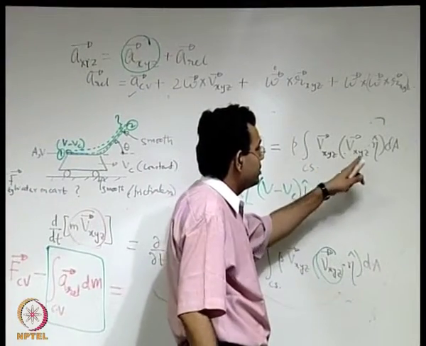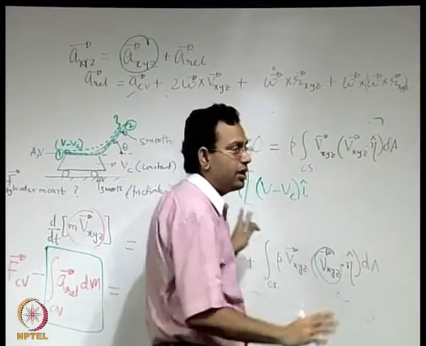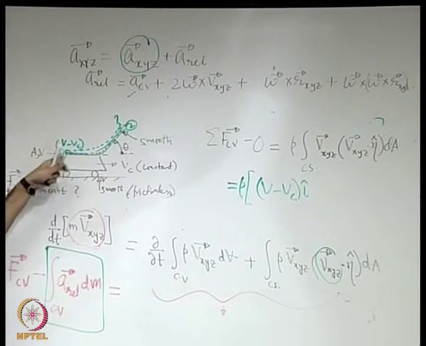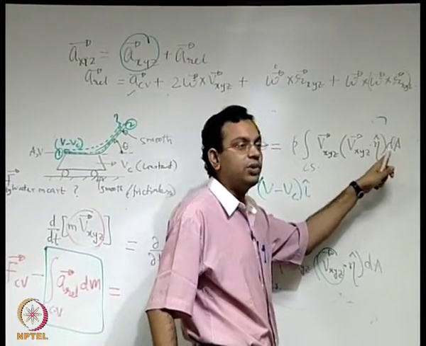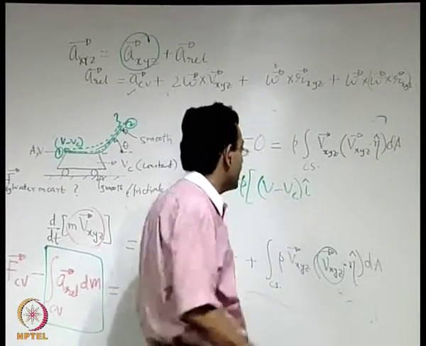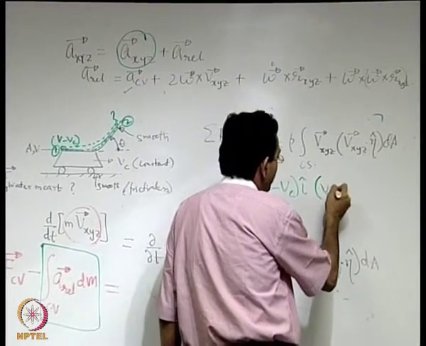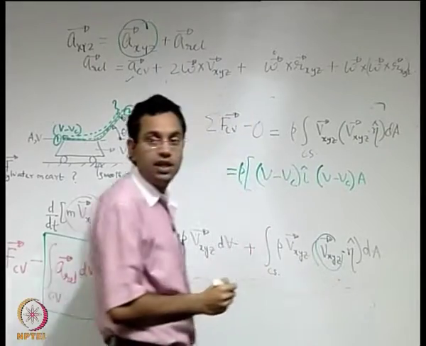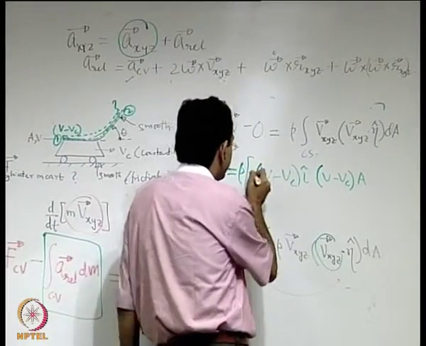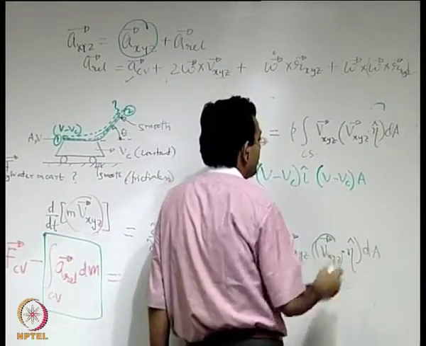What is the remaining term? Again, what assumption we are making, that it is a uniform velocity profile over the thickness that we are considering. So, this is as good as some relative velocity into area with a proper sign. So, that means relative velocity is V minus Vc, the area is A, the proper sign is negative. So, we put a minus here.